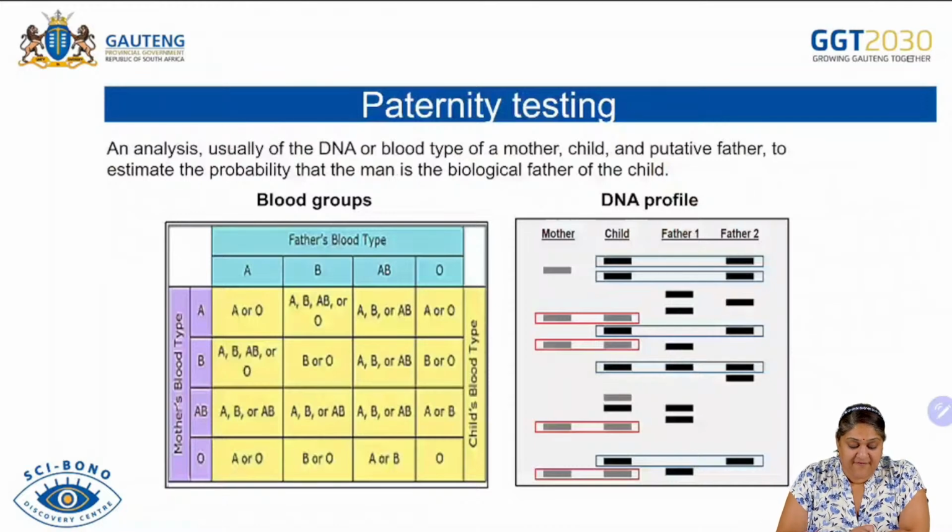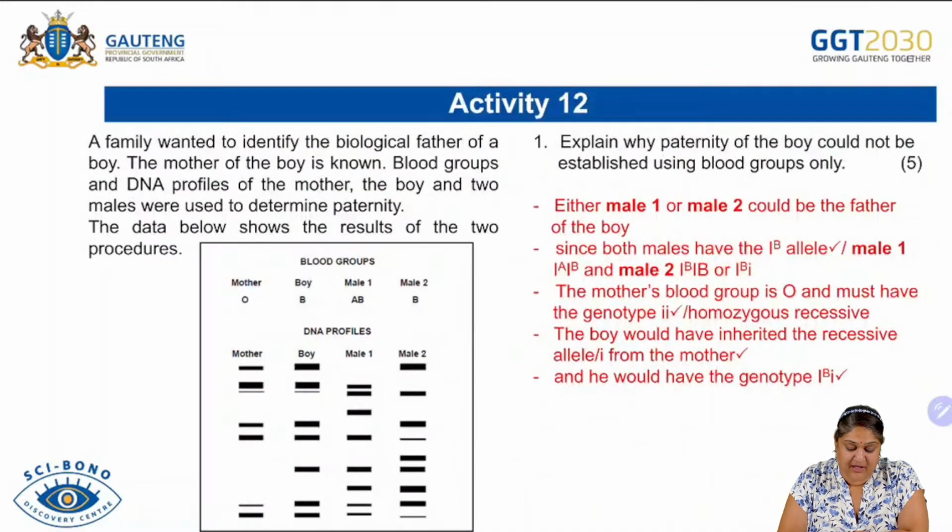Okay, so a family wanted to identify the biological father of a boy. The mother of the boy is known. Blood groups and DNA profiles of the mother, the boy, and the 2 males were used to determine paternity. The data below shows the results of the 2 procedures. Okay, so they have the blood groups here and they've got the DNA profile. The question is asking, explain why paternity of the boy could not be established using blood groups only.